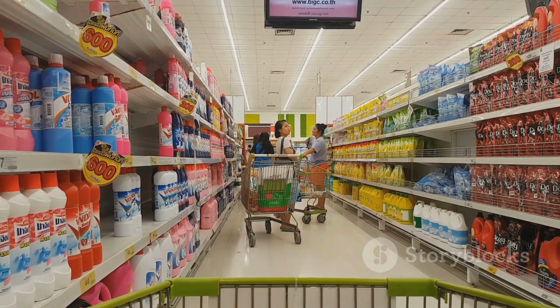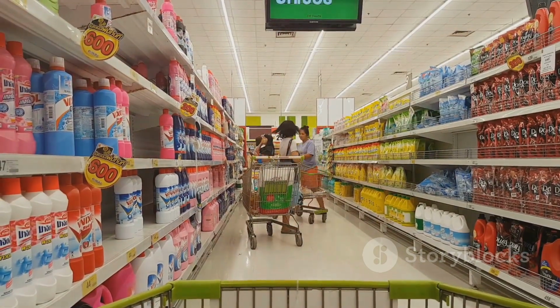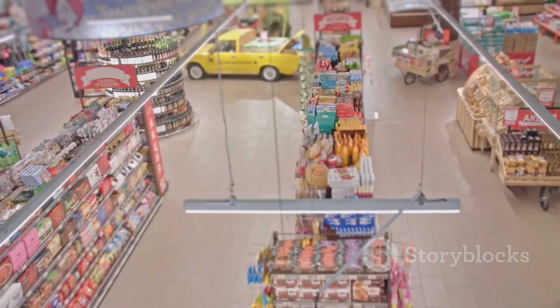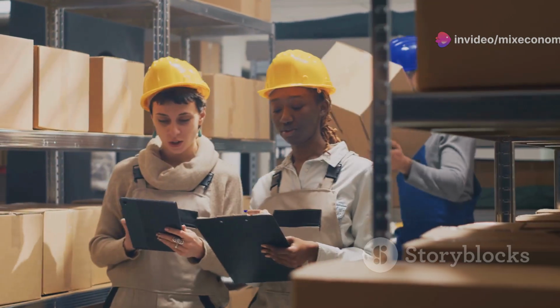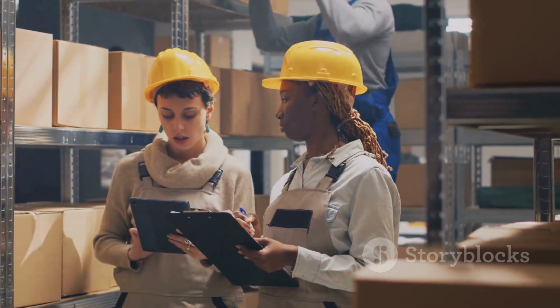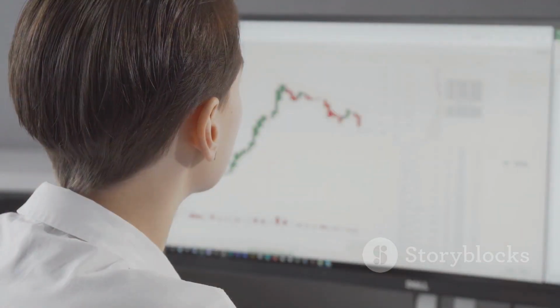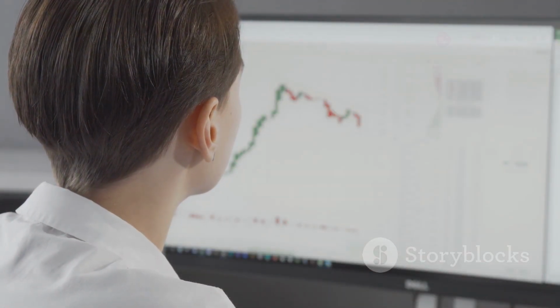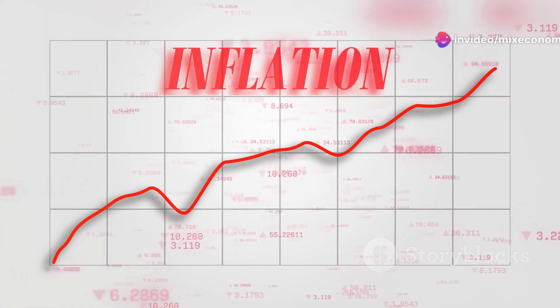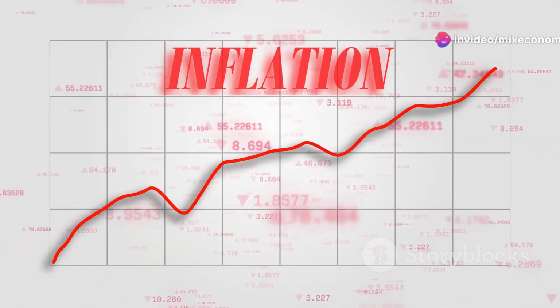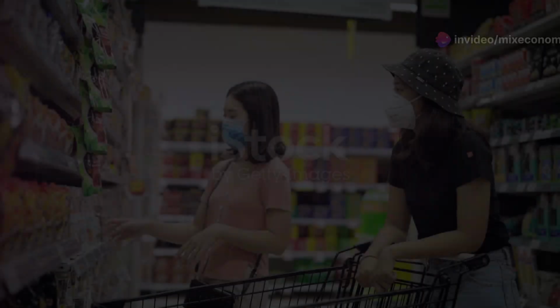The CPI is calculated by tracking prices of a fixed basket of goods and services. This basket includes items like food, housing, transportation, and healthcare. The Bureau of Labor Statistics, or BLS, collects price data from thousands of retail stores nationwide. By comparing the cost of this basket over time, the BLS calculates the CPI. The CPI is expressed as an index number, with a base year assigned a value of 100.